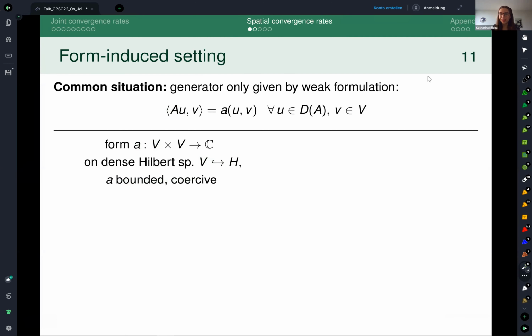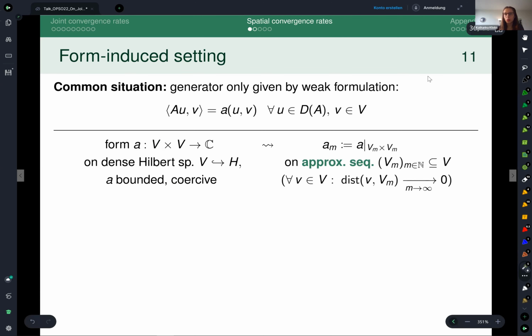Then, of course, we have two tasks. We need to construct a semigroup from that, and we have to approximate that. And of course, one approximates the generator A by approximating the form A. And a common approach is to approximate the form by approximating these function spaces here. So the standard finite element approach. So we choose an approximating sequence of spaces Vm, meaning that each Vm is a subspace, and for any element of V, the distance to the approximating spaces tends to 0 as m tends to infinity. And then we just obtain our approximating forms by restricting A to Vm times Vm.